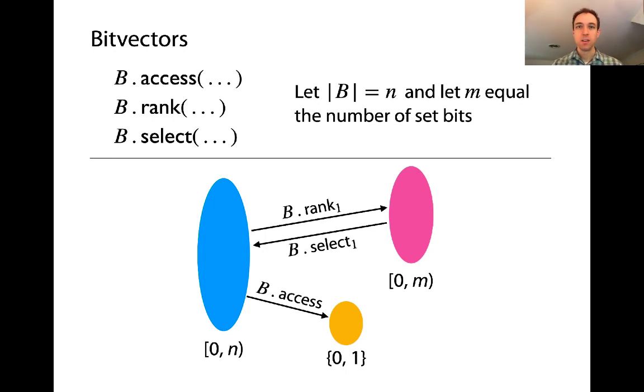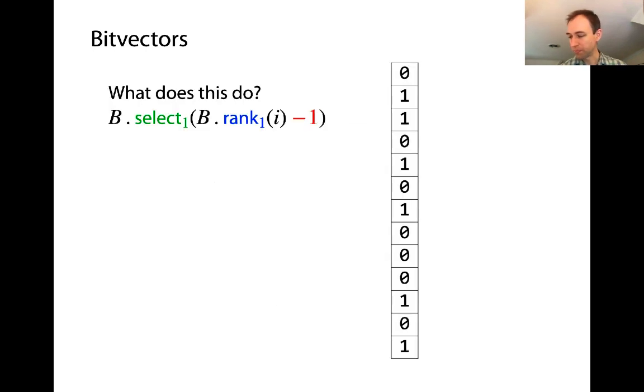Okay. Here's an exercise. Now that we've got these basic queries, let's see if we can put them together to make a somewhat more complicated query. So let me propose a more complicated query that's made up of rank and select. And let's see if we can figure out what's the meaning, what's the purpose of this new query? What does it actually do? All right, so here's our query. b.select sub 1 of b.rank sub 1 of i minus 1.